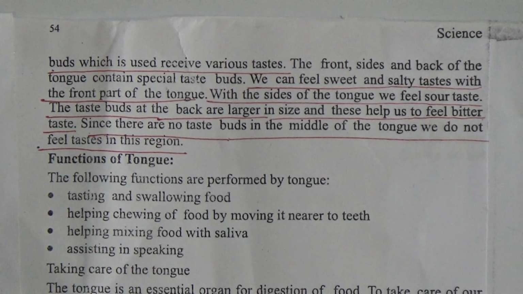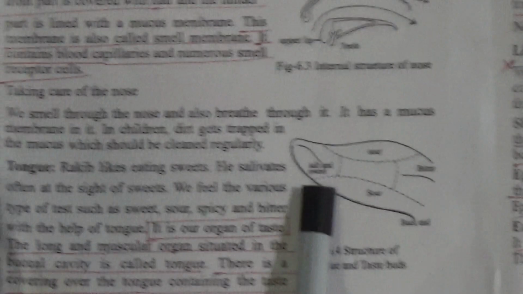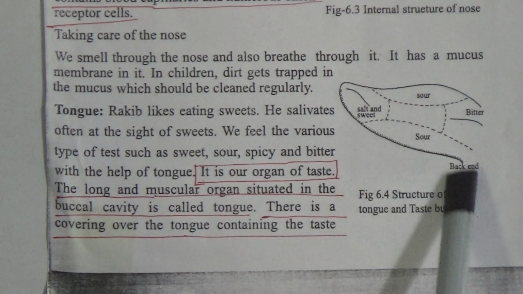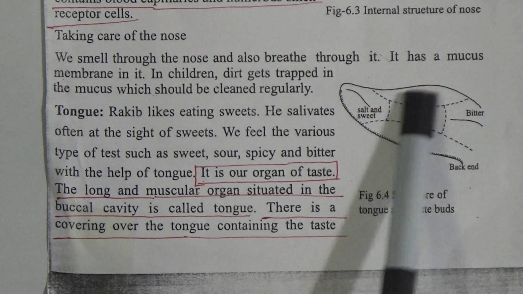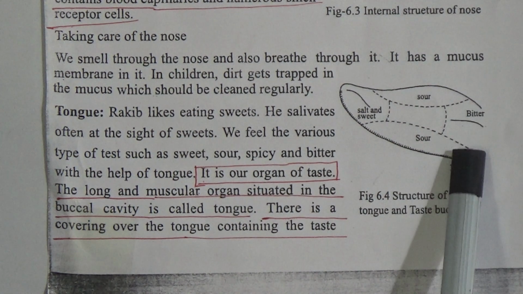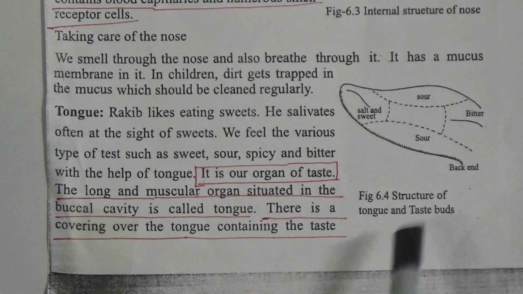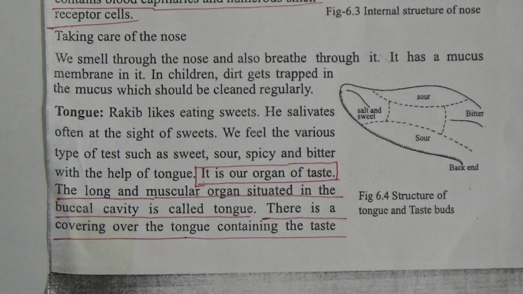We can feel the taste of any kind of food with the help of our tongue. And in our tongue there are taste buds, and taste buds are situated in different parts of our tongue. Like with the front part of our tongue, we can feel the salty and sweet things. By the side of our tongue, we can taste the sour things, and in the last part of our tongue, we can taste bitter things. But in the middle of the tongue, there is no taste bud, and we cannot taste our food with this part.